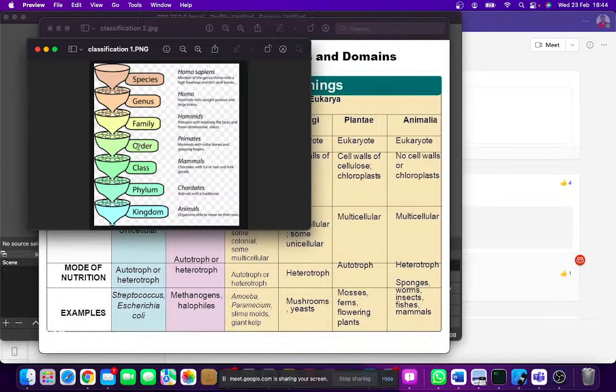Then after the class classification, we now go into the order. So under order, animals are known as primates, and primates are simply mammals with collarbones and grasping fingers. So if you look at the fingers of human beings, you can actually use it to grab something, to hold something, and they have collarbone. So those mammals that have collarbone and have grasping fingers are known as primates.